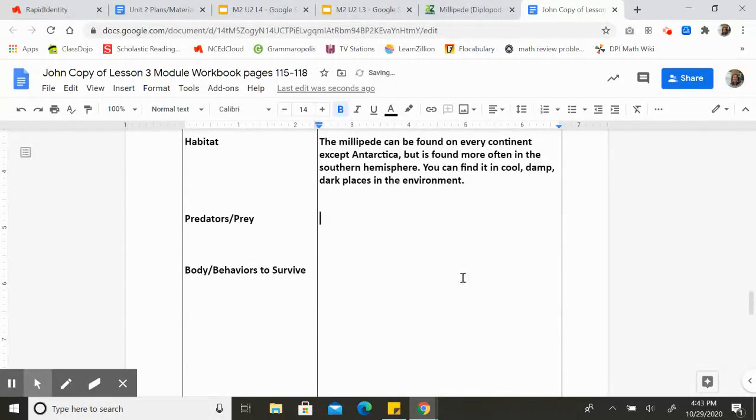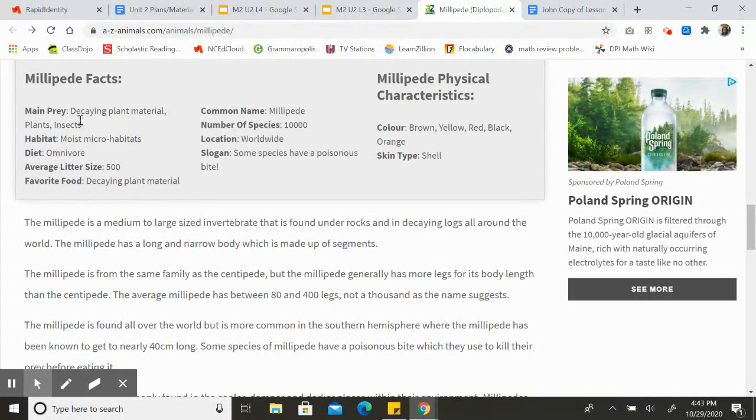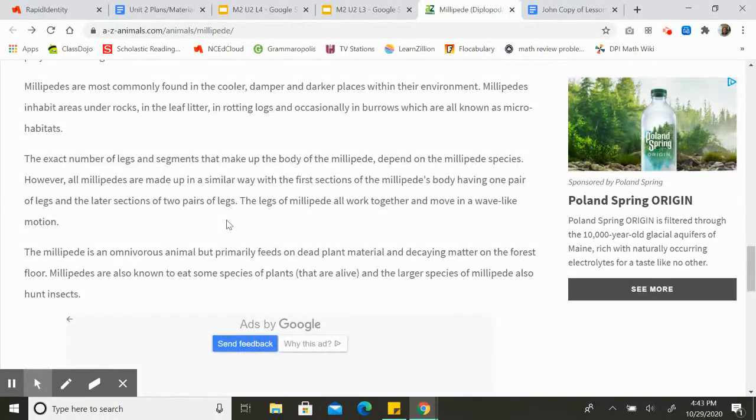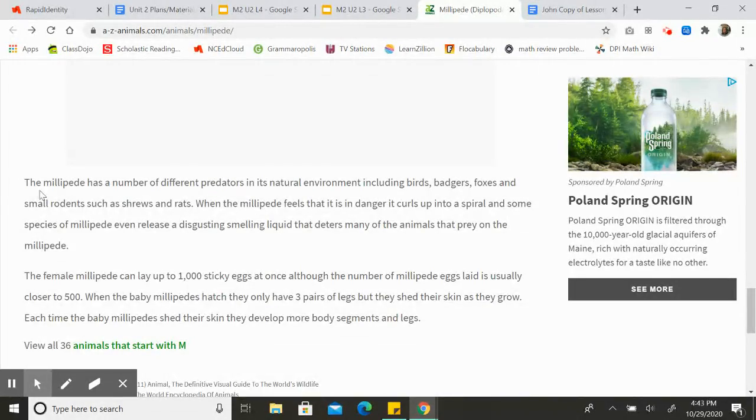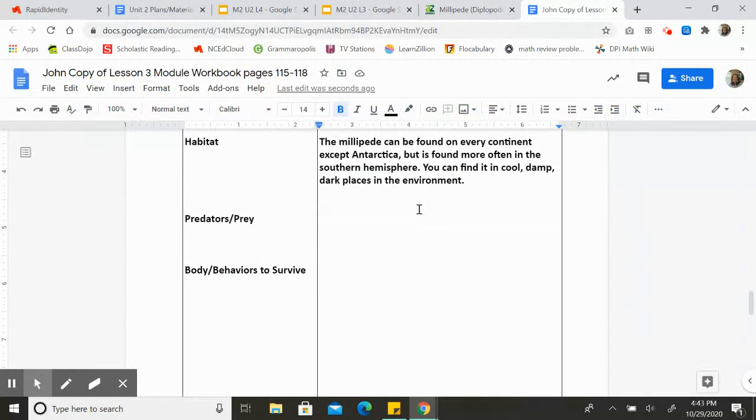Okay, predators and prey. So what does it eat? That would be its prey, right? Well, it eats decaying plant material, plants, and other insects. And then it says here, the millipede has a different number of predators in its natural environment, including birds, foxes, badgers, small rodents. Okay, so the millipede feeds on small insects.